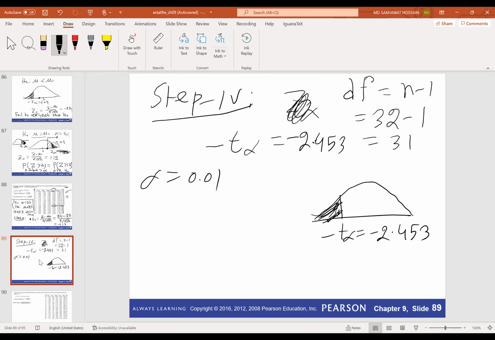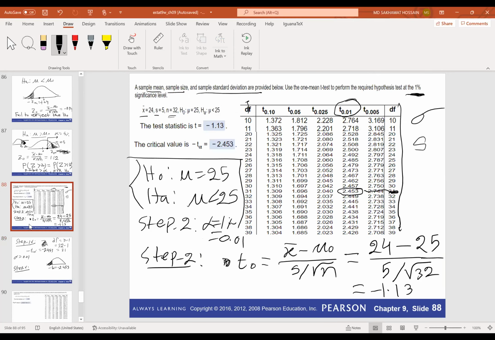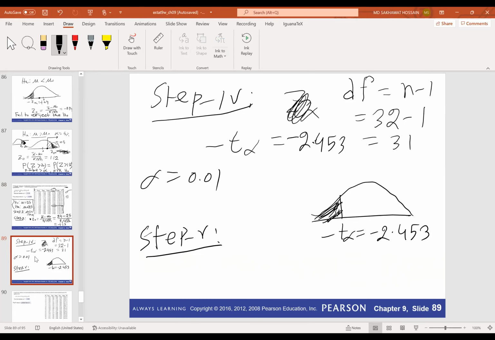Okay, then step 5 is we'll make our decision by comparing the critical value and the test statistic. So what is the test statistic? The test statistic, t observed, is negative 1.13. So where is negative 1.13 located?